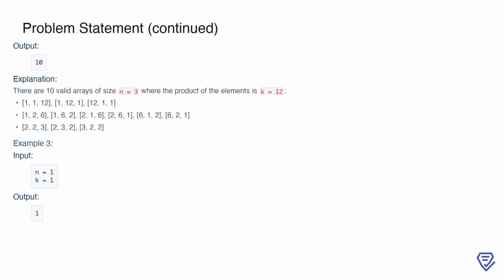Now consider an example where n is 3 and k is 12. In this case, we need arrays of size 3 where the product of the elements equals 12. There are 10 valid arrays, including combinations like [1, 1, 12], [1, 12, 1], [12, 1, 1], [2, 2, 3], and so on. Each of these arrays satisfies the product condition, and the permutations of the same numbers in different positions are treated as unique arrays. This illustrates how the number of valid arrays can grow quickly as n increases and how important it is to consider all possible factorizations and their arrangements.